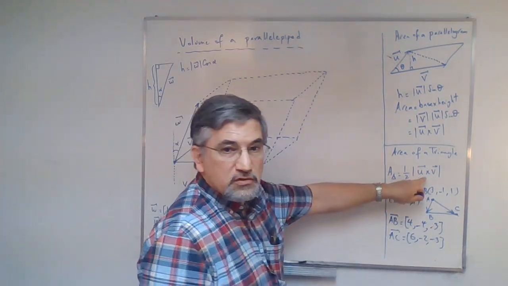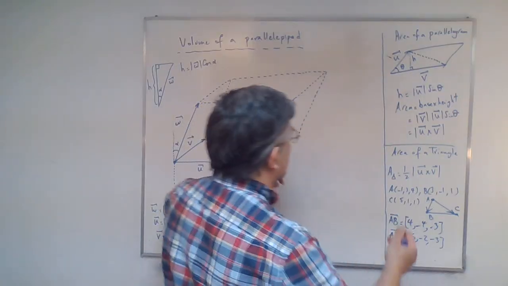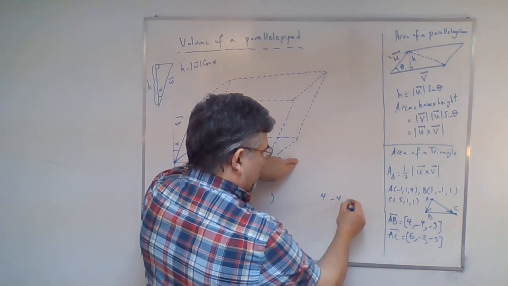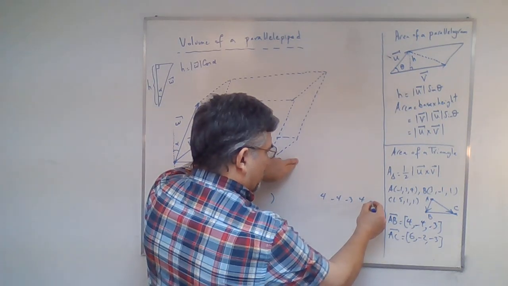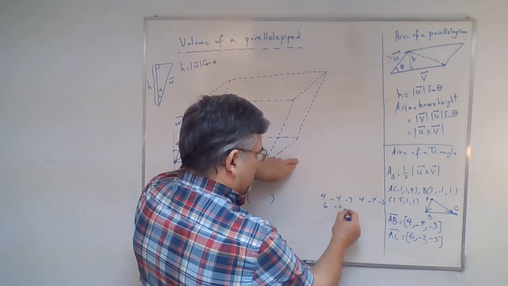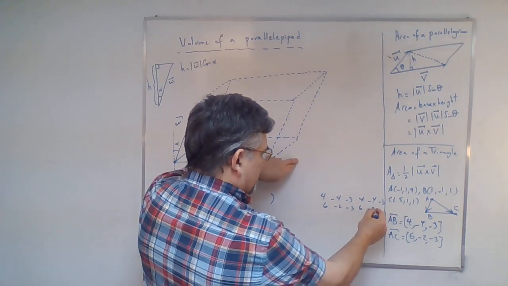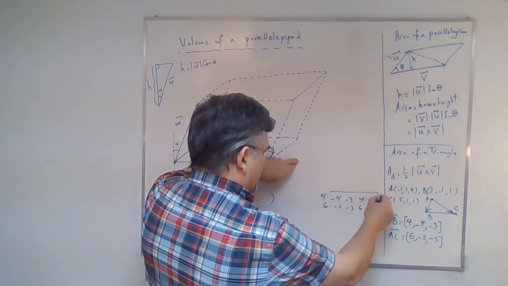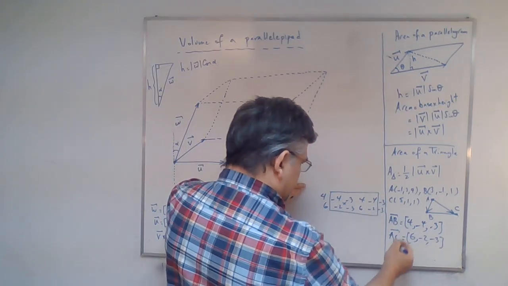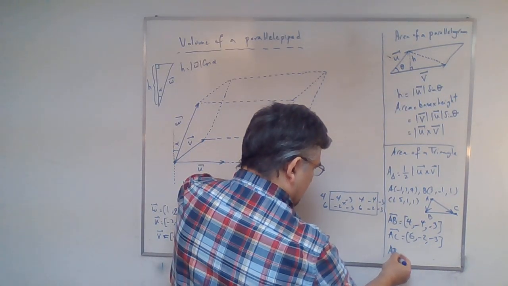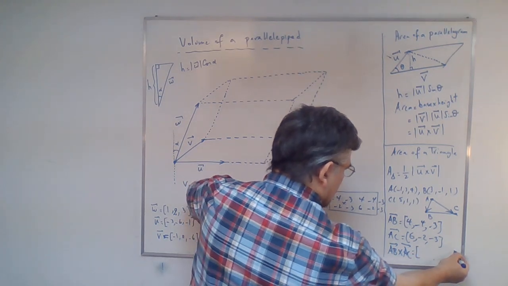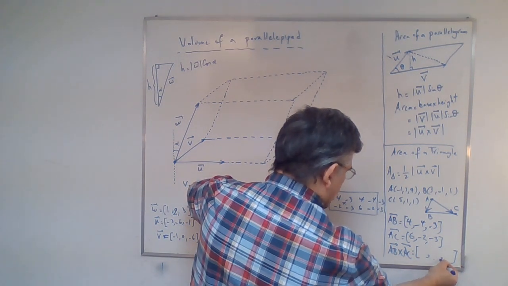Now I'm supposed to find the cross product of these two vectors, right? So I'm going to do that here. I'm going to go 4, negative 4, negative 3, 4, negative 4, negative 3, and then 6, negative 2, negative 3, 6, negative 2, negative 3, right? I draw my box, and then I do the crisscrossings here. So I'm finding AB cross AC, the cross product of these two vectors, okay?